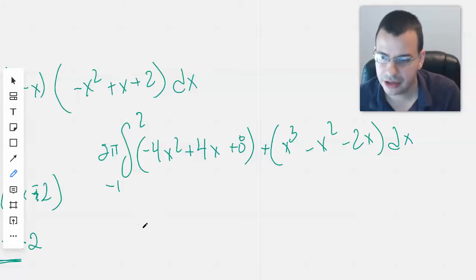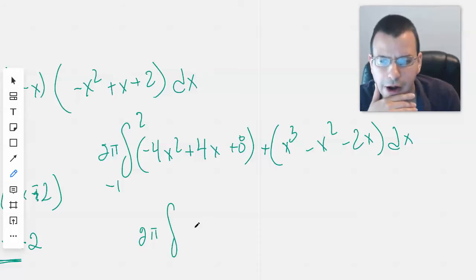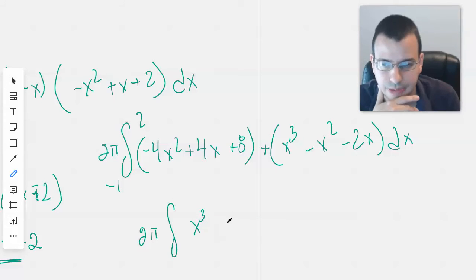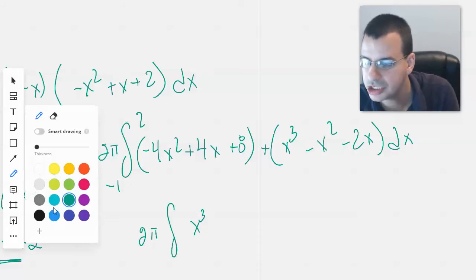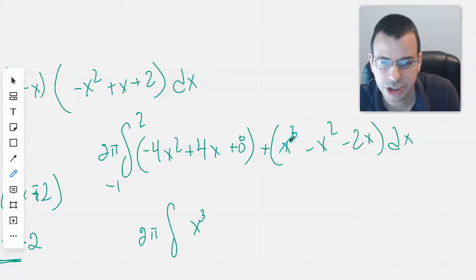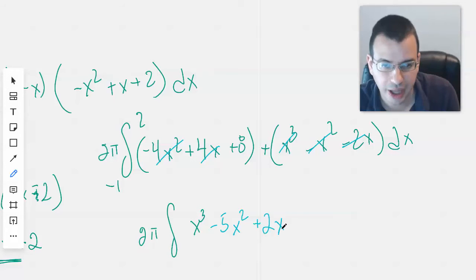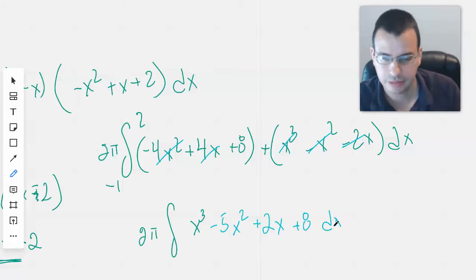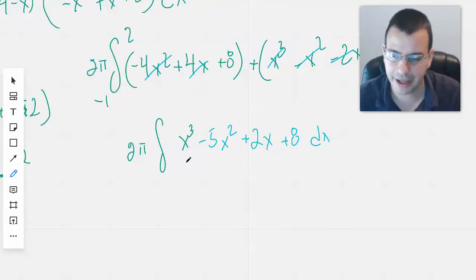Then we'll combine terms. So we still have our 2 pi here. We still have our integral. And we'll put x cubed first because it's biggest. So we have -4x squared. Probably should change colors. So x cubed is gone. So we'll have -5x squared. Now for the x's, we have 4x and 2x. We have plus 2x. And then we have plus 8 dx. Okay, not too bad.